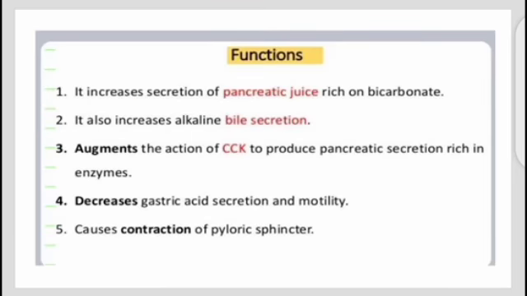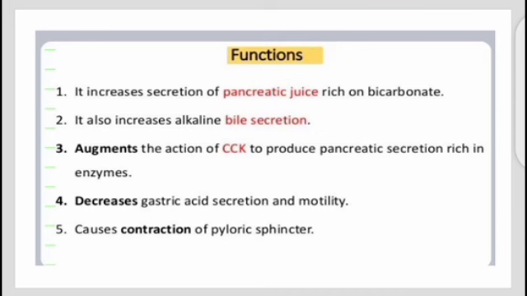Let's talk about the functions of secretin. It increases pancreatic juice rich in bicarbonate and increases alkaline bile secretion. It means that it affects the pancreas to produce and release the pancreatic juice. So first of all, secretin is going to work on the pancreas to increase the production of pancreatic juice.